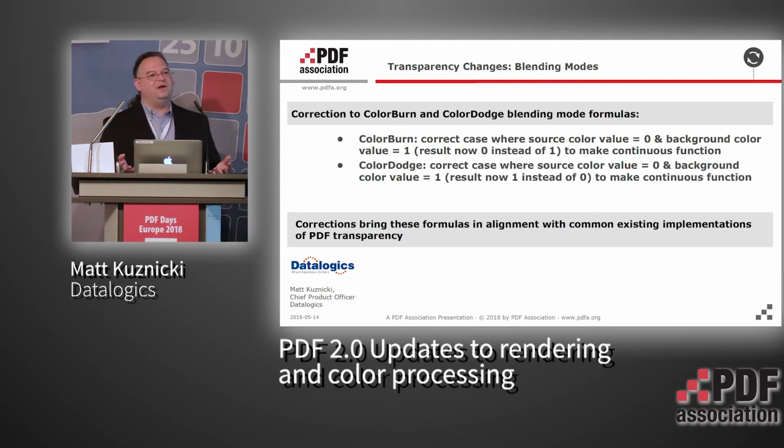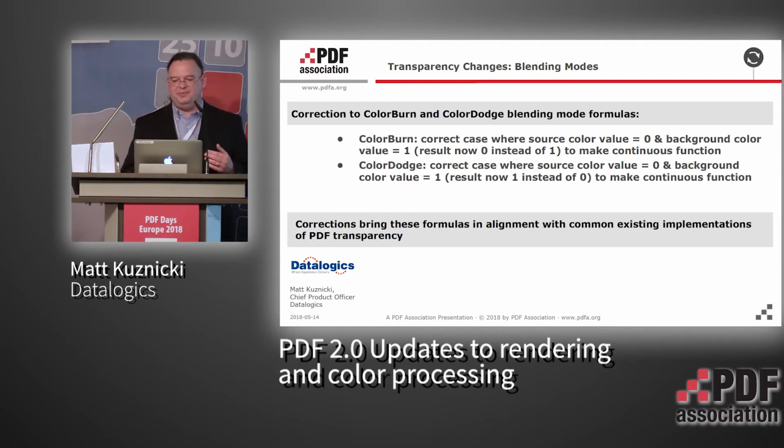What we found when looking at PDF 1.7 implementations is that while there were correct values by PDF 1.7 for color burn and for color dodge in these cases, it turned out that processors were not going by the standard, but were actually doing the correct thing instead. So we decided, instead of going after all those processors, why don't we correct the PDF standard instead? So for PDF 2.0, we've made those corrections and have aligned with existing implementations out in the field that were doing what users expected.